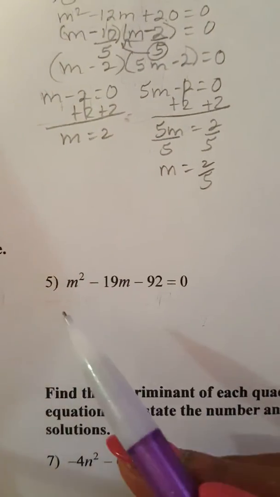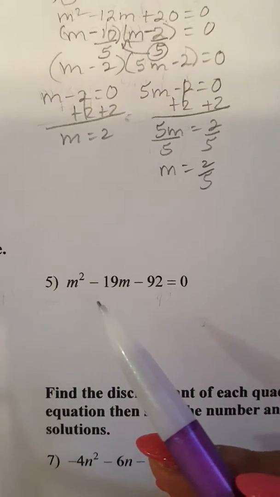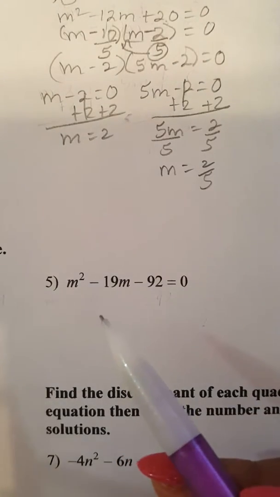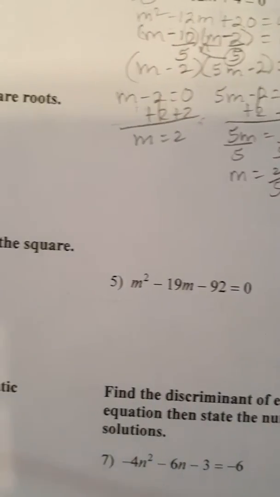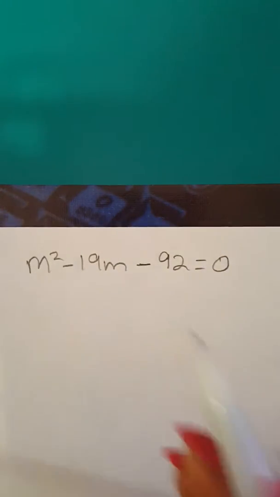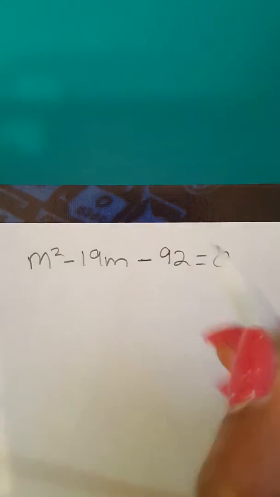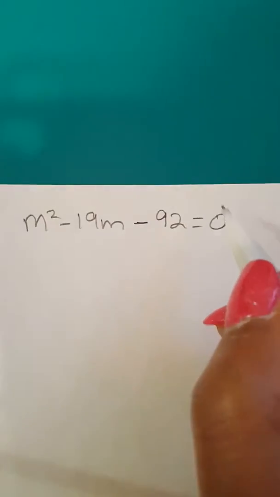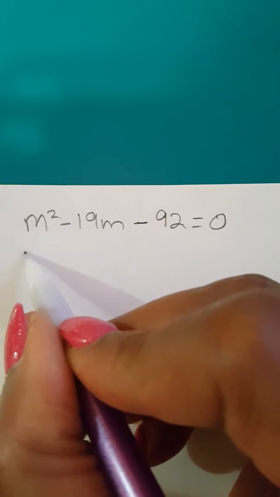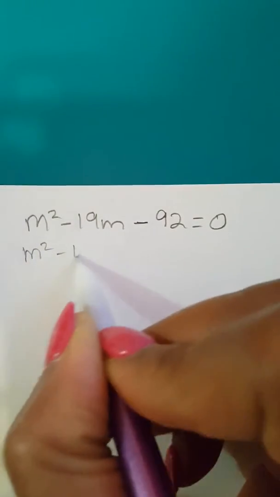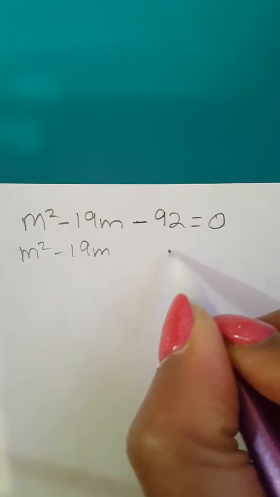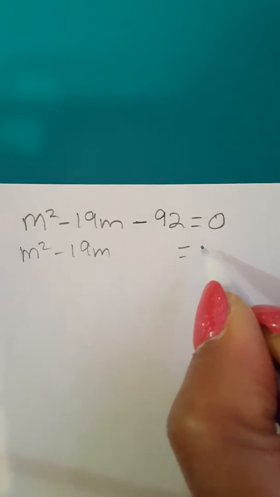Another example is one that involves a fraction. And this one I'm going to need more space. So I am going to do it on a separate sheet of paper so that I can have room. So here again, leading coefficient must be 1. Move the constant to the other side. So that will give me m squared minus 19m equals 92.